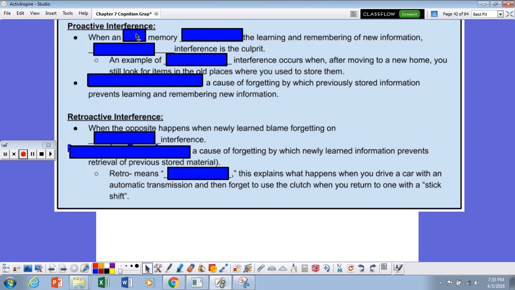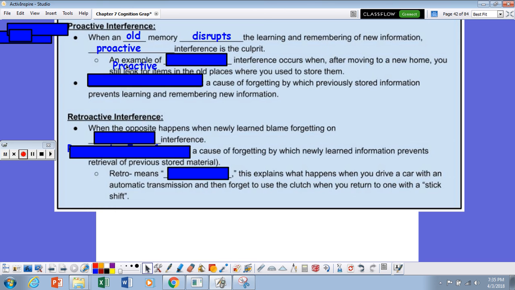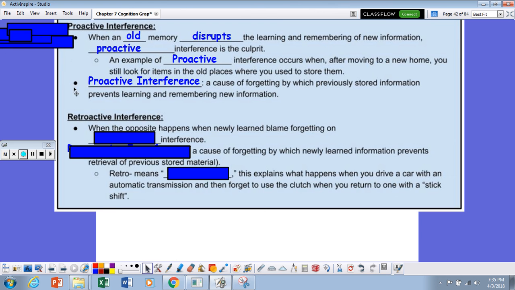Proactive interference. This is when an old memory disrupts the learning and remembering of new information. And we might get into talking about proactive interference being the culprit. An example of proactive interference occurs after moving to a new home. You still look for items in the old place where you might have once stored them. Proactive interference is a cause of forgetting by which previously stored information prevents learning and remembering new information.